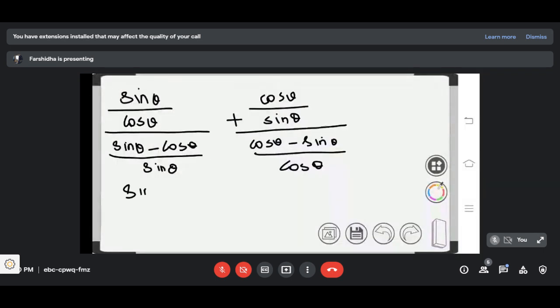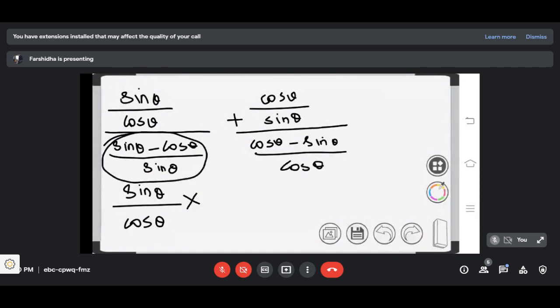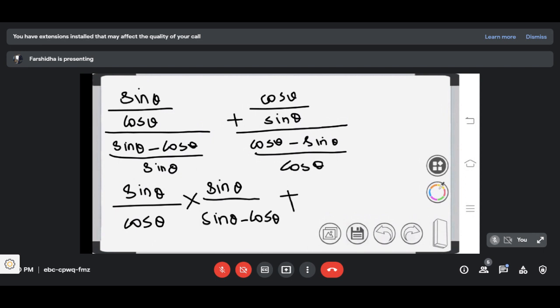See, sin theta by cos theta, that division got cancelled and we write into the reciprocal of this term, sin theta divided by sin theta minus cos theta. Same way this side also, plus cos theta by sin theta into reciprocal of this whole term, cos theta divided by cos theta minus sin theta.